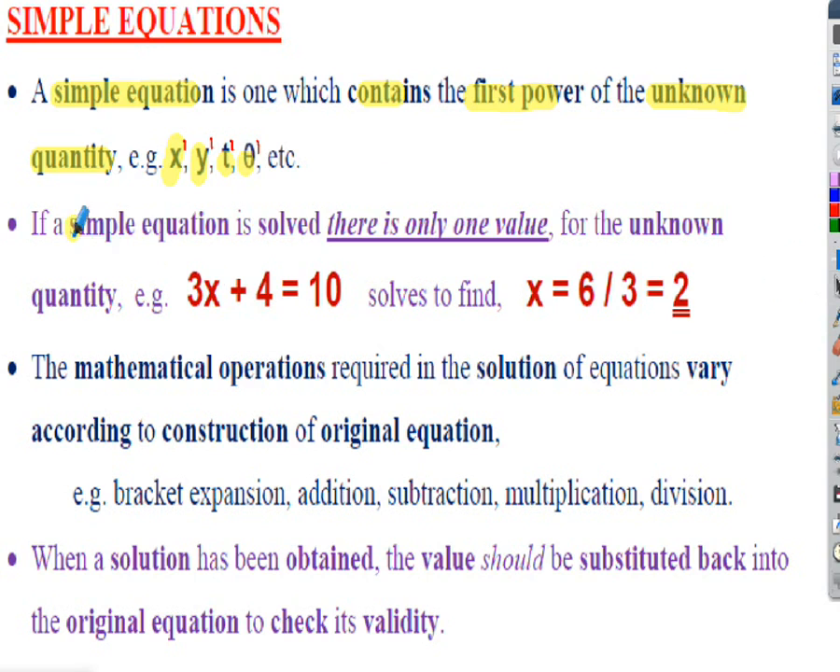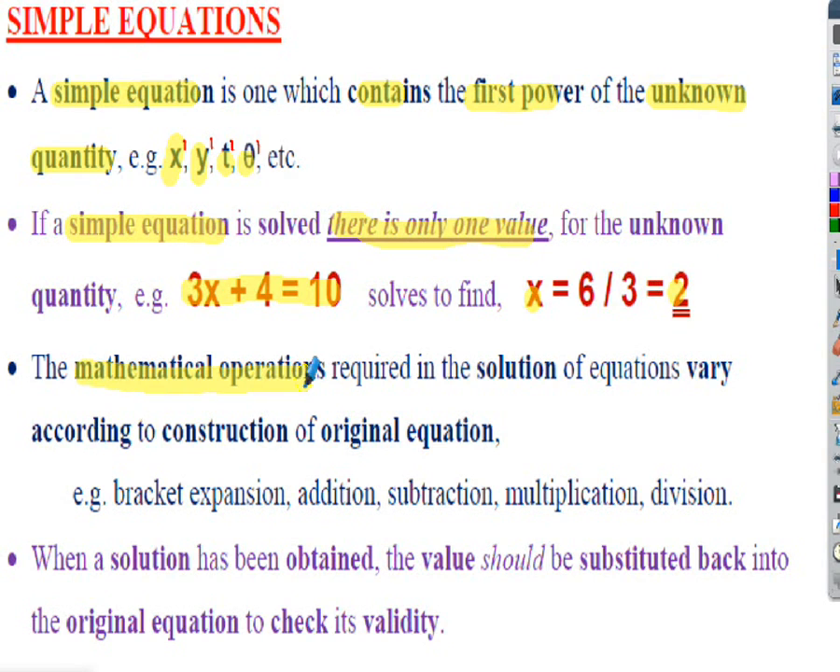So if a simple equation is solved, then there's only one value for the solution, one root as it's sometimes termed. So for example, solving the equation 3x plus 4 is equal to 10, we can rearrange the equation by subtracting 4 from both sides and dividing by 3, and we'll find that x is equal to 2. So one value for x.